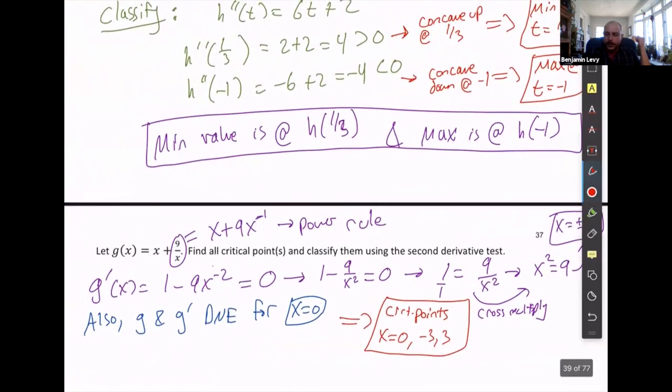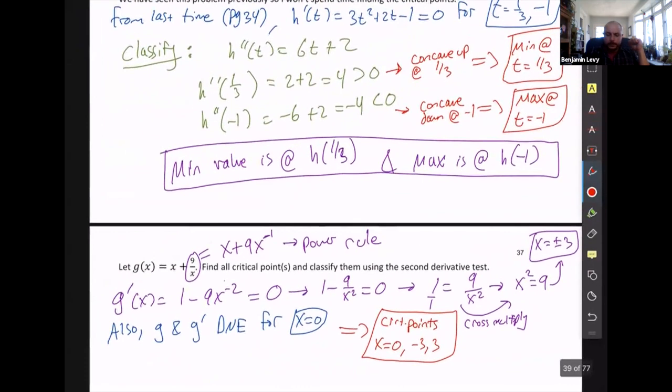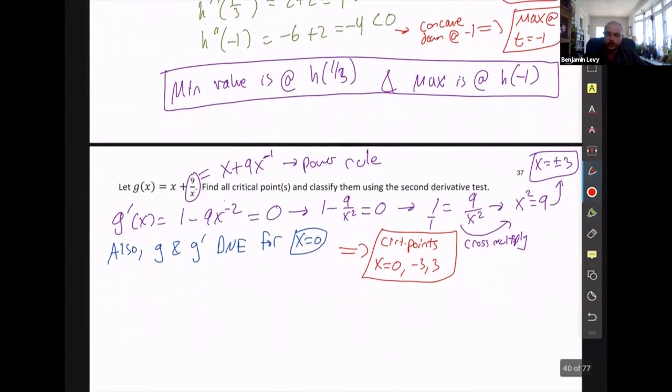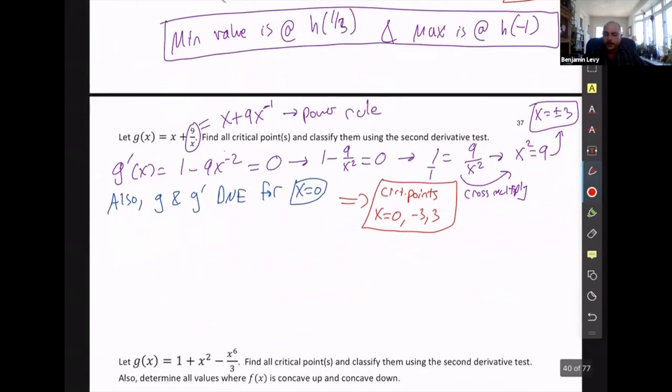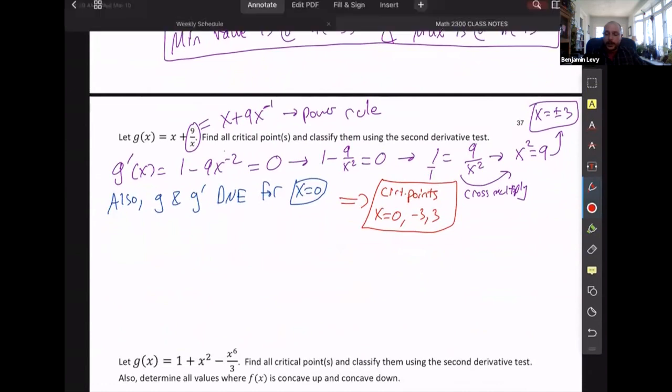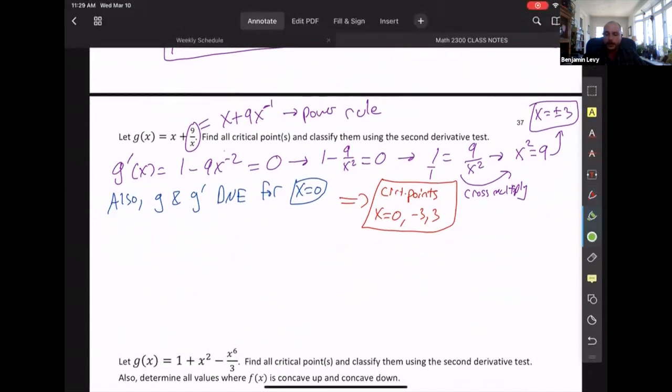Yeah, other thoughts, other questions, clarifications, things like that? Those critical points seem all right. So this is specifically asking us to use the second derivative test. And you oftentimes see something specifically telling you to do one or the other.